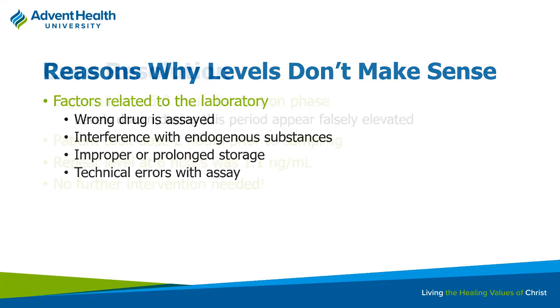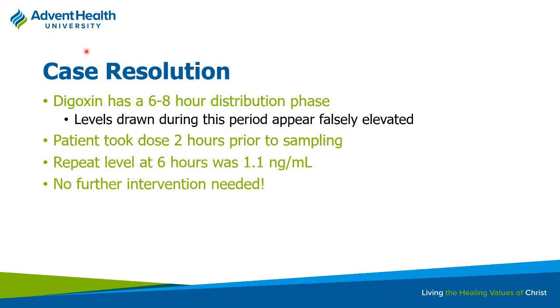Right? So as far as the case resolution here, digoxin actually has one of those 6 to 8 hour distribution phases. By knowing when the drug was given and when the level was taken, you can find out if the level might be falsely elevated, right? After you give the dose, it'll sit there in the blood for a while until it has time to partition into those tissues.